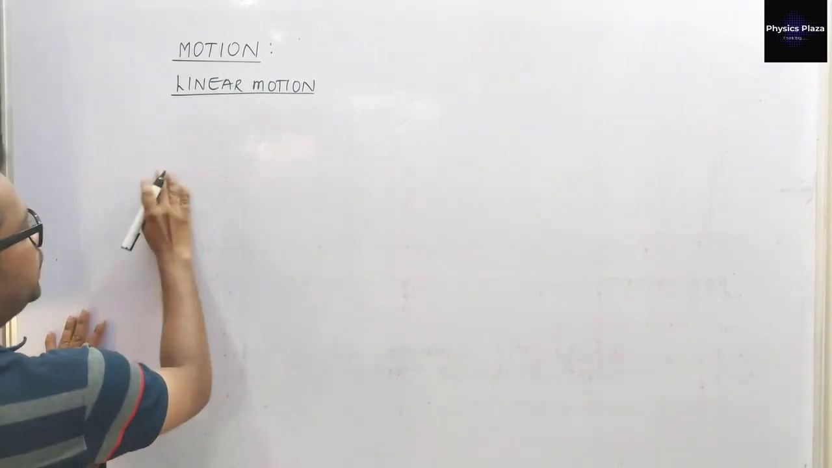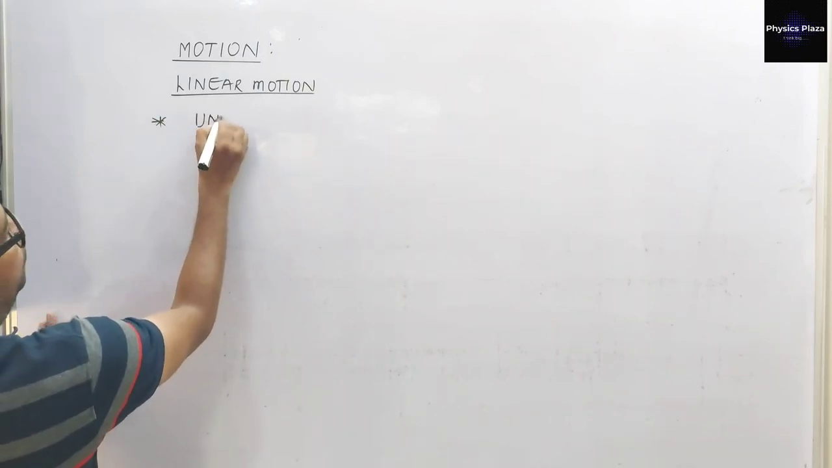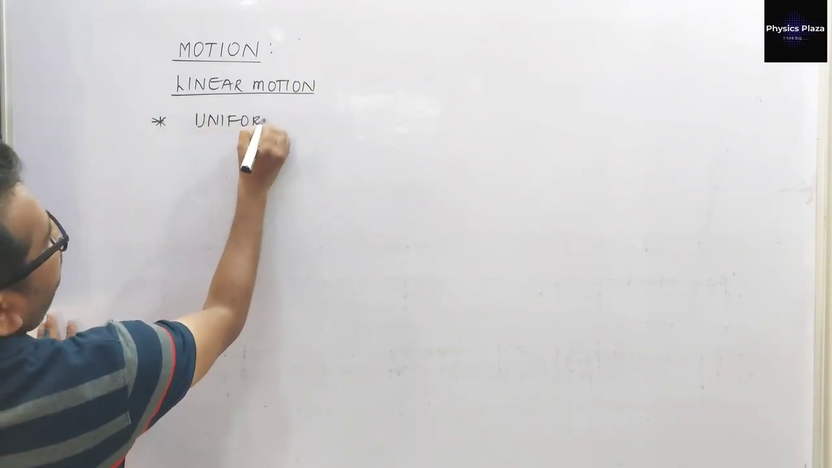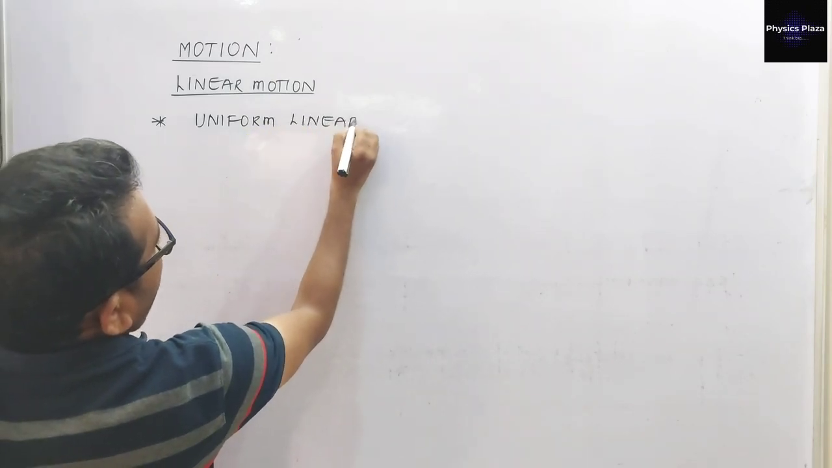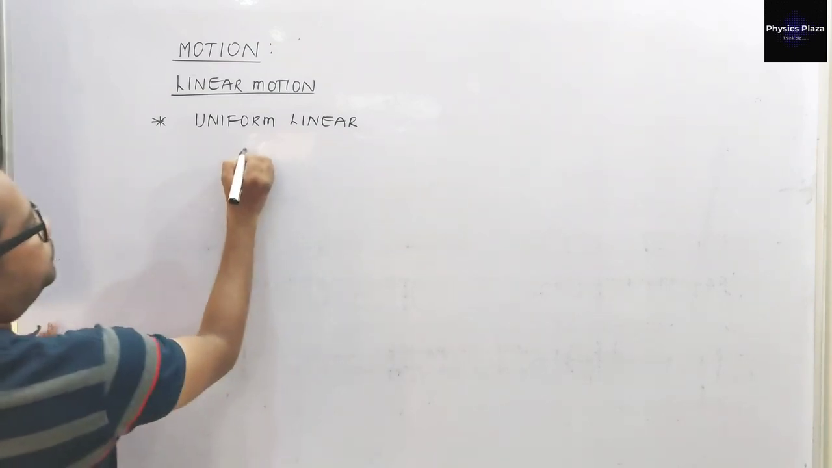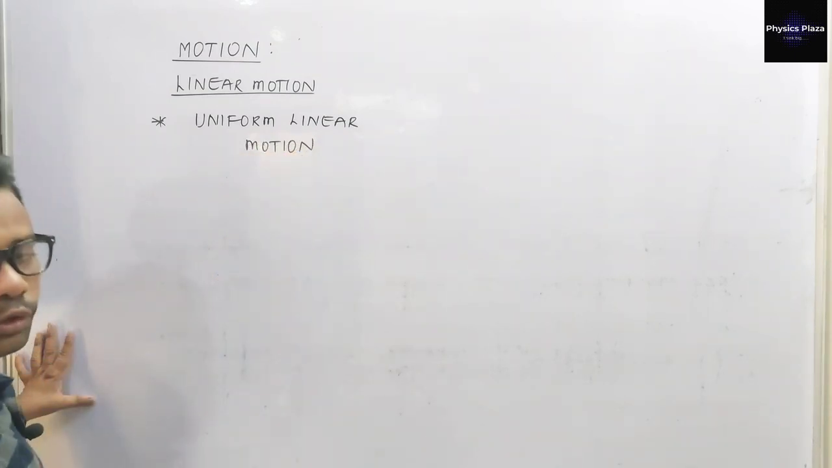Now, children, here our important point is that we need to discuss what is uniform linear motion. Children, from the examination point of view, this is important. What is uniform linear motion?